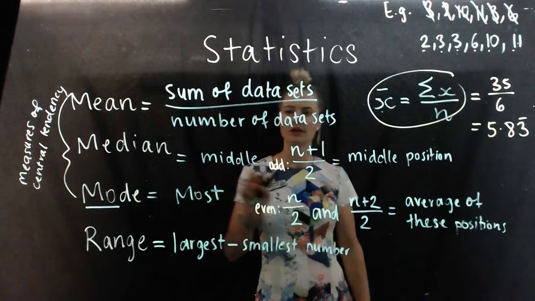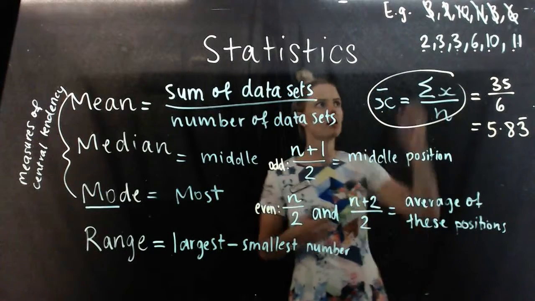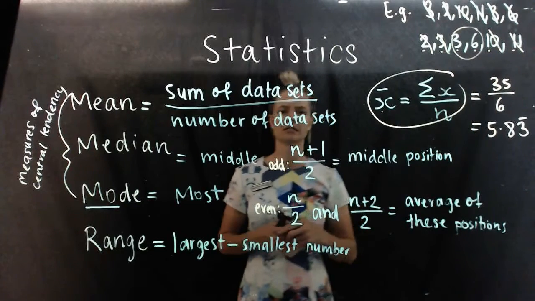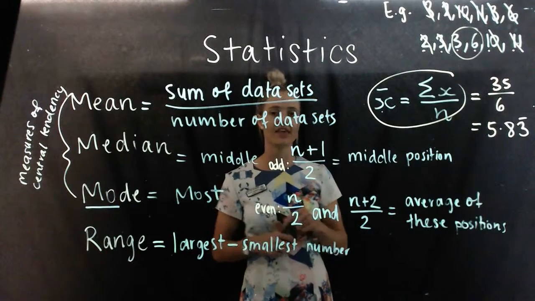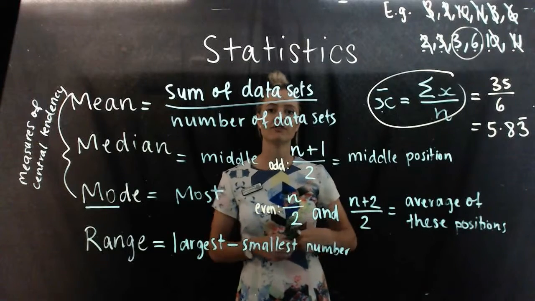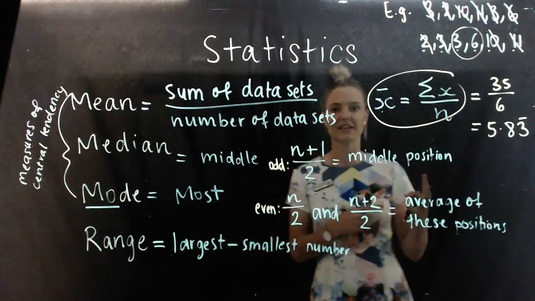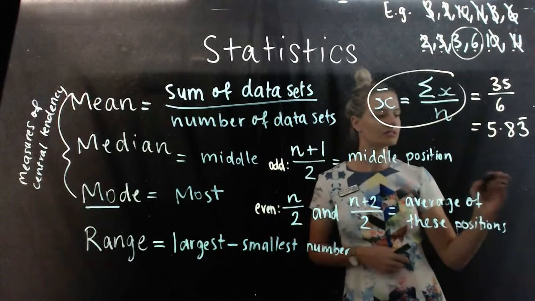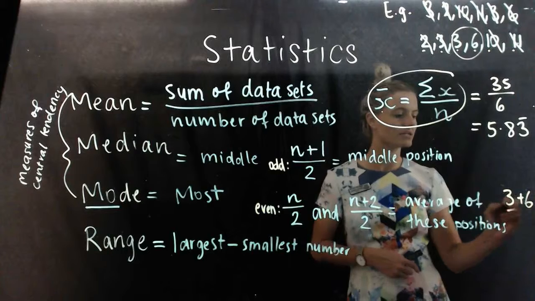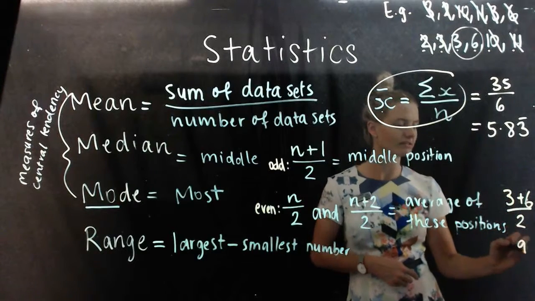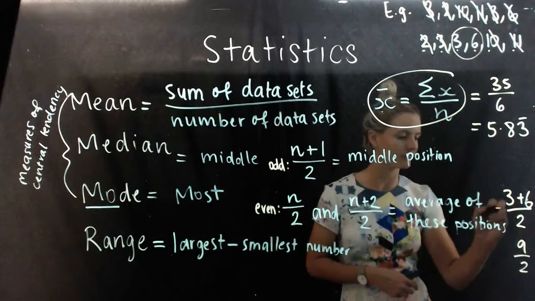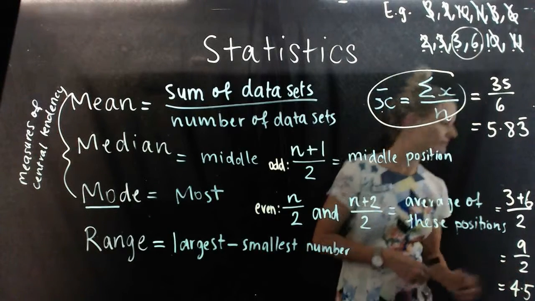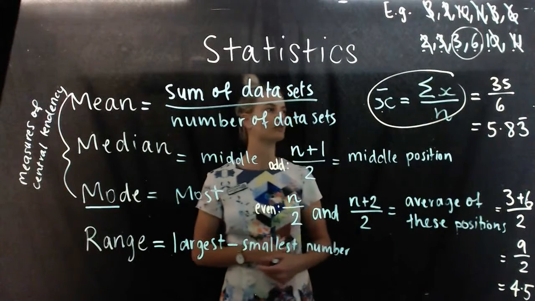The median of this set of data, meaning the middle number, I can simply cross out from either end until I reach the middle. 3 and 6, they both fall in the middle, so I need to find the average of 3 and 6. The average of 3 and 6 I can also find by adding them and dividing them by 2. So, 3 plus 6 divided by 2, 9 divided by 2 equals 4.5. The median of this set of data is 4.5.